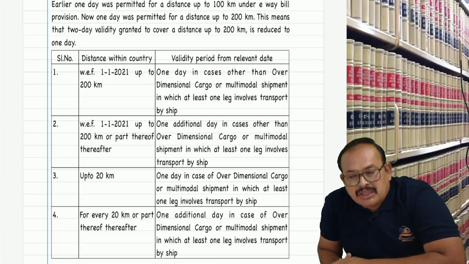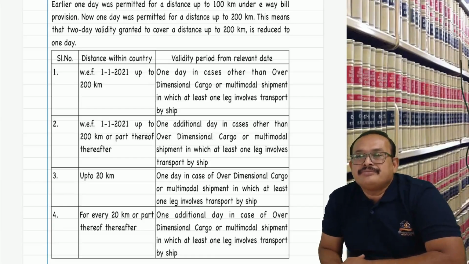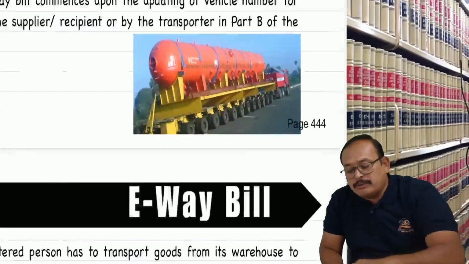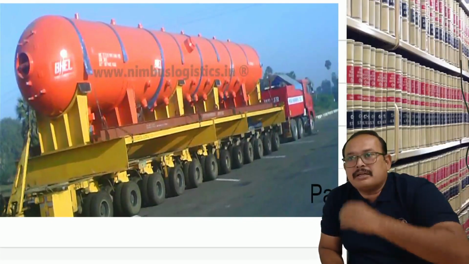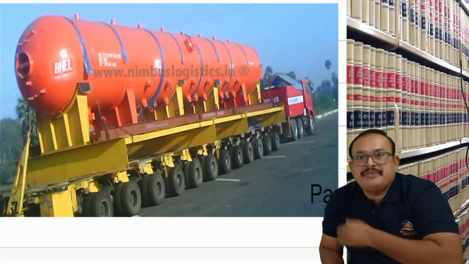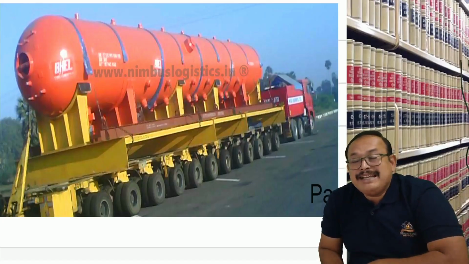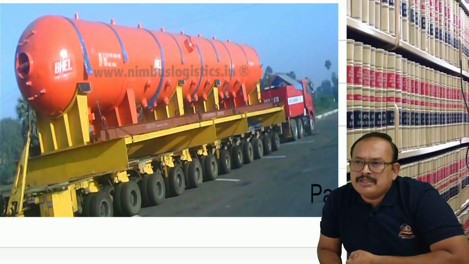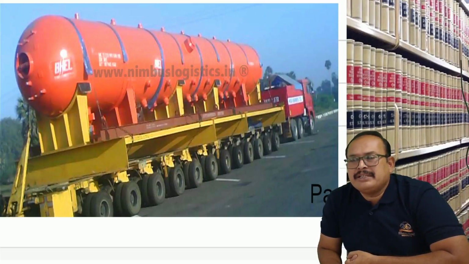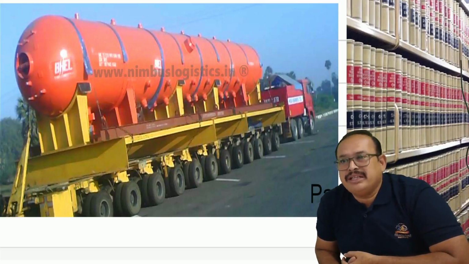This type of question is there in the examination. If it is an over-dimensional cargo, it cannot go at rocket speed. Slowly it will go, for safety reasons. For each 20 kilometers, 1 day. Each 20 kilometers 1 day, or part of 20 kilometers also 1 day. Get my point, sir? If it is 30 kilometers, how many days validity? 2 days.